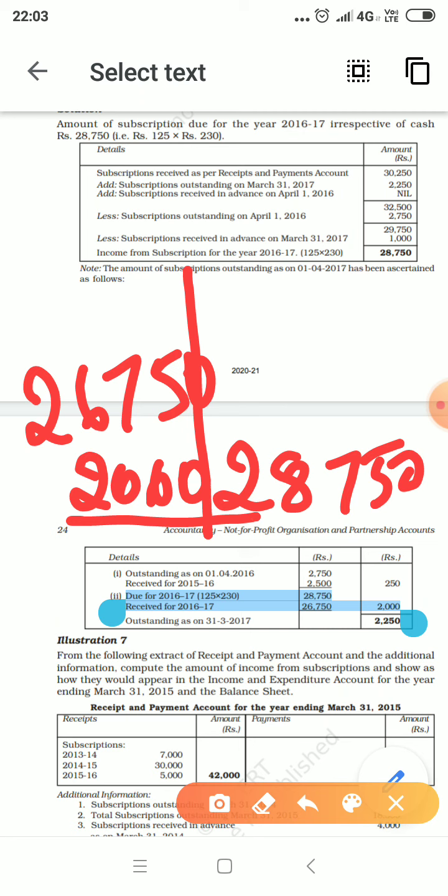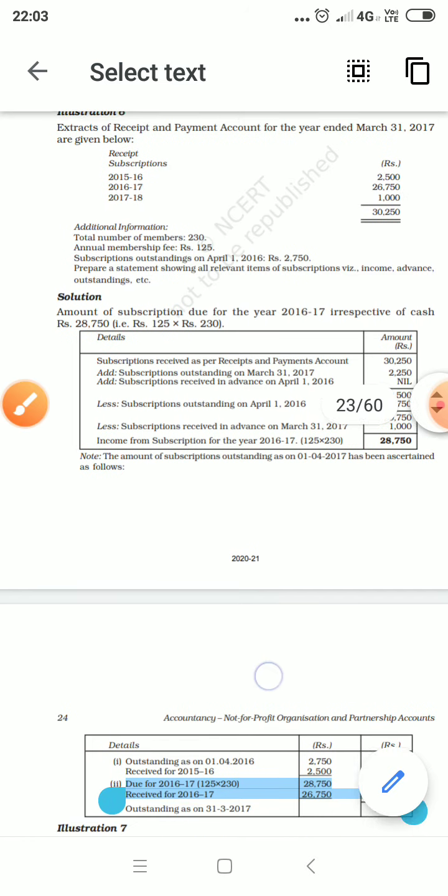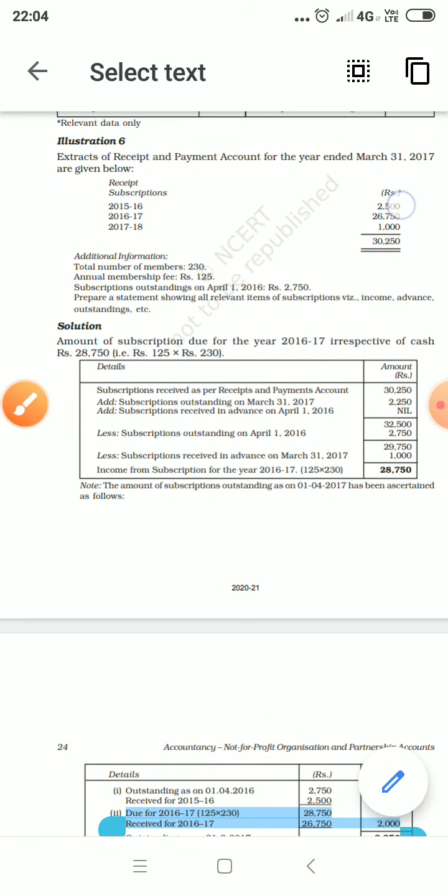Now, how will the balance sheet items appear? This 2,000 is current year's outstanding. It will appear in the balance sheet asset side. I'm deleting this so you can make note of it quickly. Then this 2,500 will appear in previous year's balance sheet asset side because it is still outstanding.